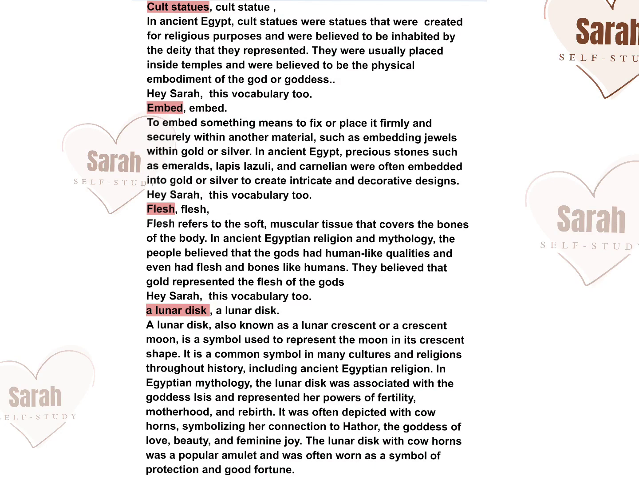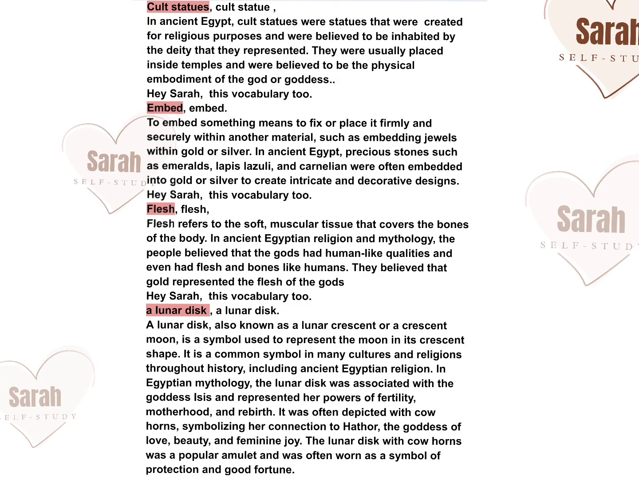Hey Sarah, this vocabulary too. A lunar disk. A lunar disk, also known as a lunar crescent or a crescent moon, is a symbol used to represent the moon in its crescent shape. It is a common symbol in many cultures and religions throughout history, including ancient Egyptian religion.